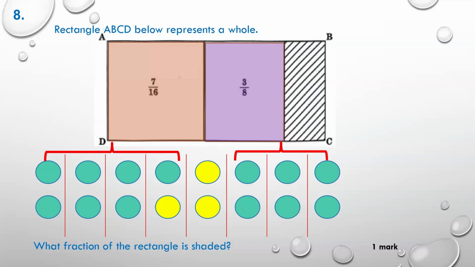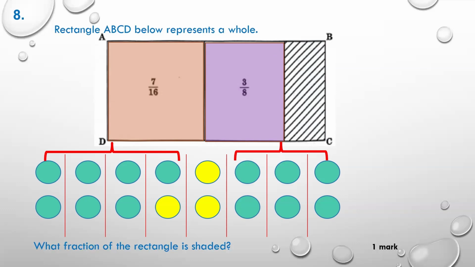So the first rectangle we had, 7/16, we represented with the 7 green balls. And the 3 eighths we represent with 6 of those, because 3 eighths is the same thing as 6 out of 16. And now we have 7/16 and 6/16, or 7 circles and 6 circles. So in all, from those 2 rectangles we have 7 and 6, 13 circles.